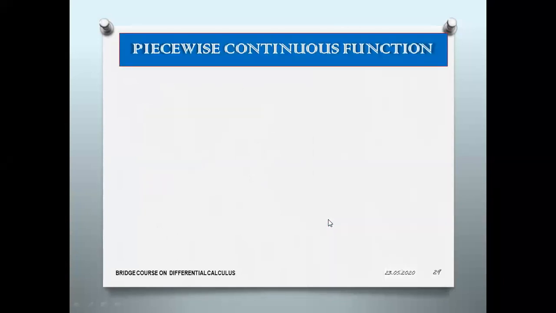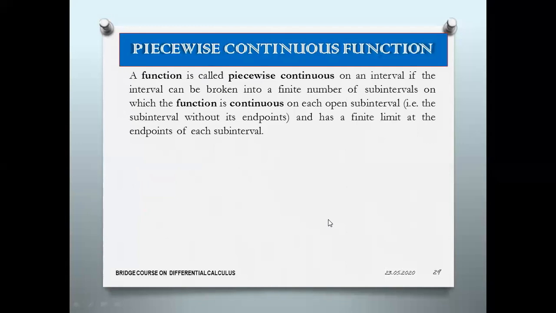Now, next is piecewise continuous function. So when do we call a continuous function piecewise continuous? A function is called piecewise continuous on an interval if the interval can be broken into a finite number of subintervals on which the function is continuous. Now you take the example of your learning in the school. The learning happens from 9 o'clock to 3 o'clock. So it is a continuous process, of course, because from 9 to 3, you're not allowed to do any other job other than learning.